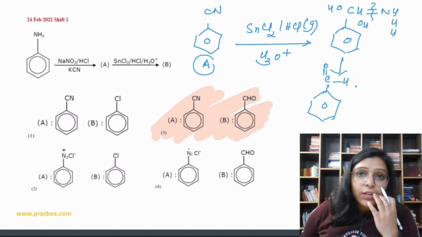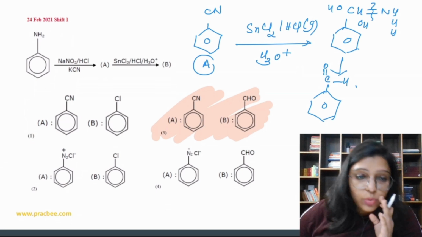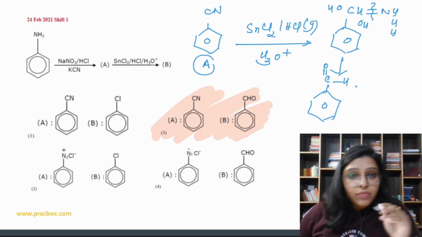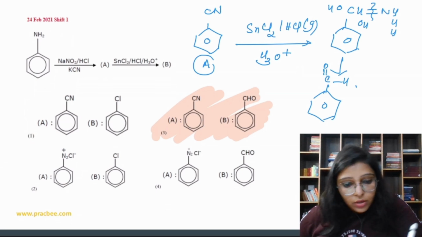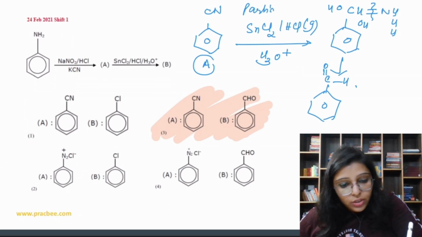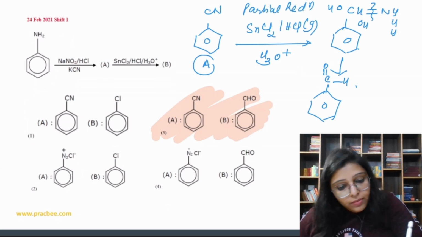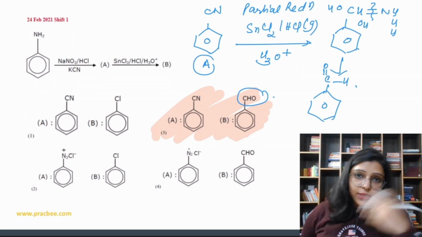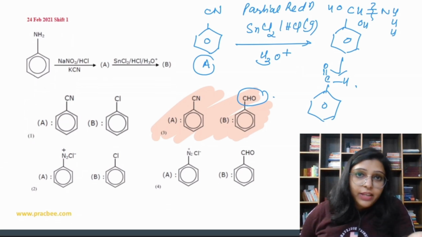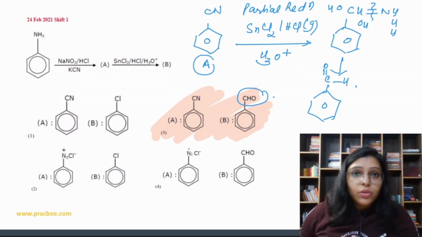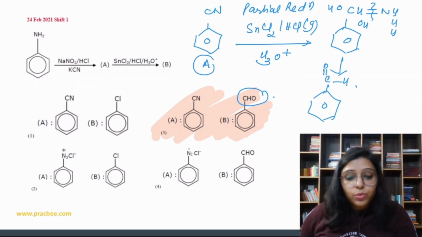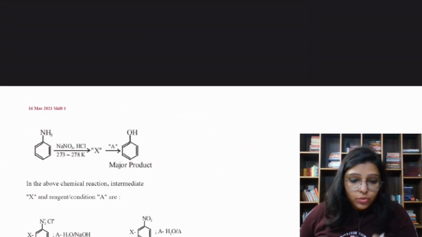Understood? SnCl2 HCl, so HCl gas will come first. Okay, so it means we have to do partial reduction. Then only we get CHO. Otherwise we get carboxylic acid. Essentially the amide would form, and amide on hydrolysis gives carboxylic acid. Now carboxylic acid is not in the options. So it means we have to do partial reduction over here.